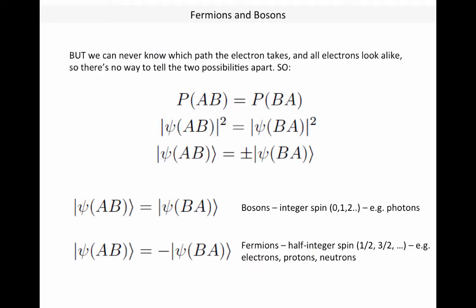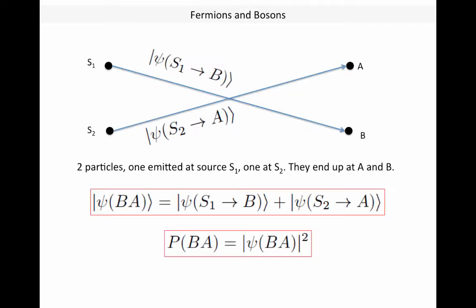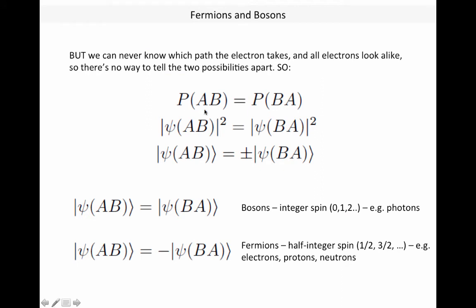We can never know which path the electron takes, and all electrons look alike, so we don't know which of these two paths actually occurred when we detect a particle at A, say an electron, and a particle at B. So that means the probability that a particle was emitted by source 1 and ended up at A, and source 2 ended up at B, should be equal to the probability that the source 1 particle ended up at B and the source 2 particle ended up at A. They have to be the same because there is no way to distinguish between them.